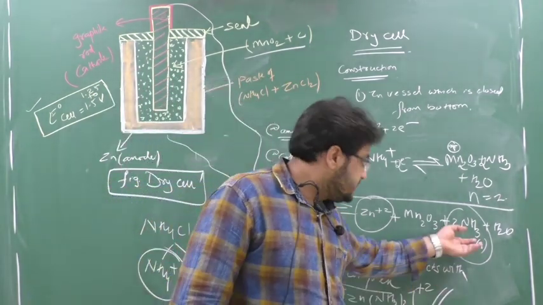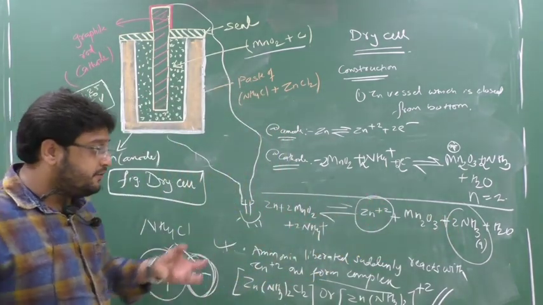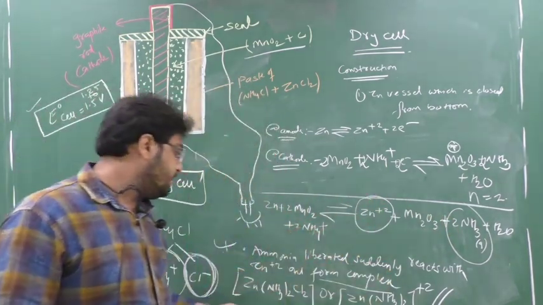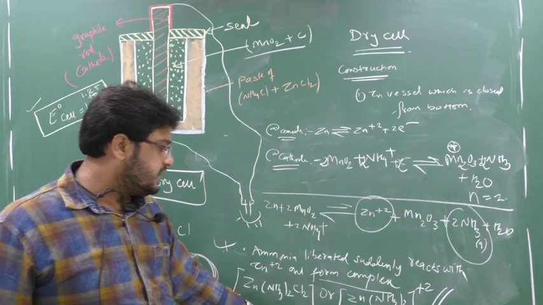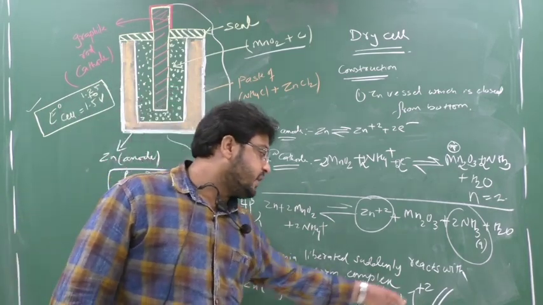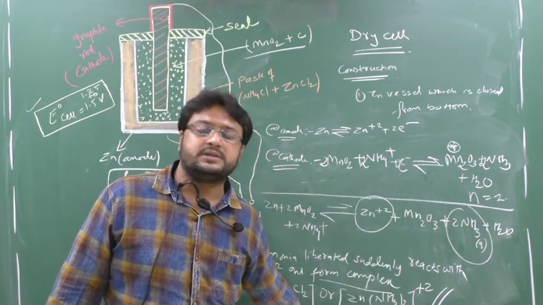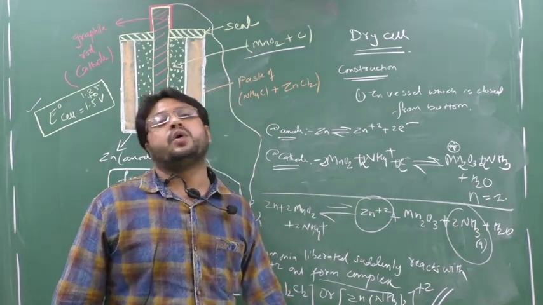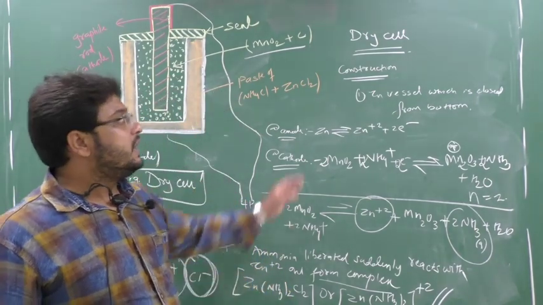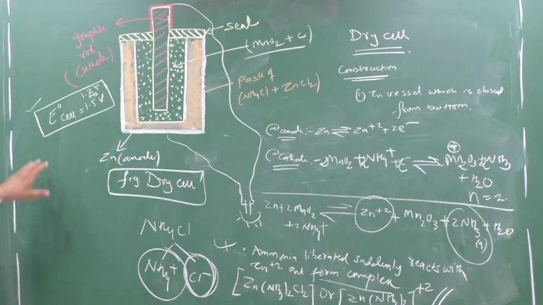What will happen? This ammonia will react with Zn plus 2 and Cl minus and forms one complex. So the complex formula is Zn(NH3)2Cl2, or in certain books if you want to write without Cl2, Zn(NH3)2 2+. So these two formulas should be remembered. Sometimes they ask as a question in competition exams, what is the complex formed during the reaction of the dry cell. Clear this part? And the net cell potential is nearly 1.25 volt to 1.5 volt.